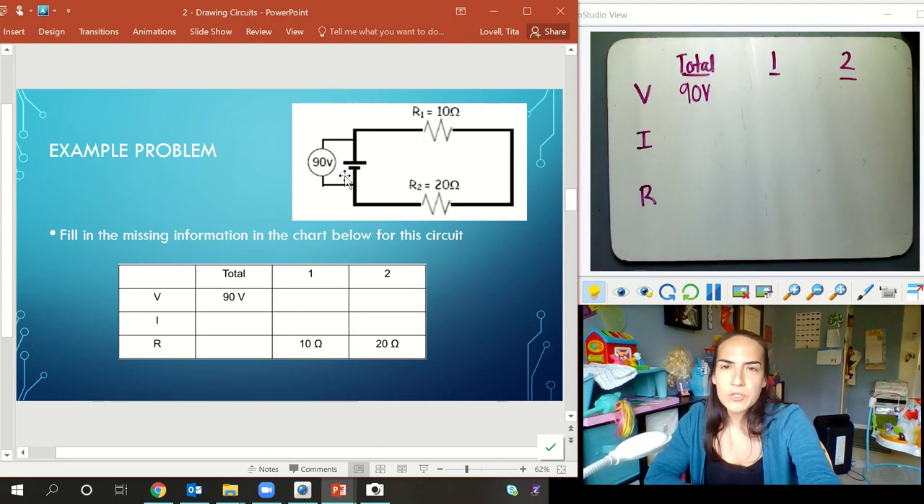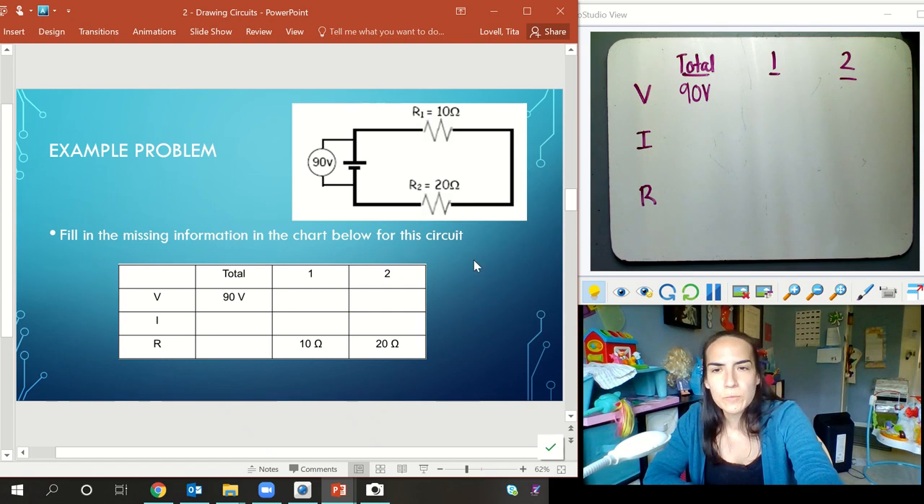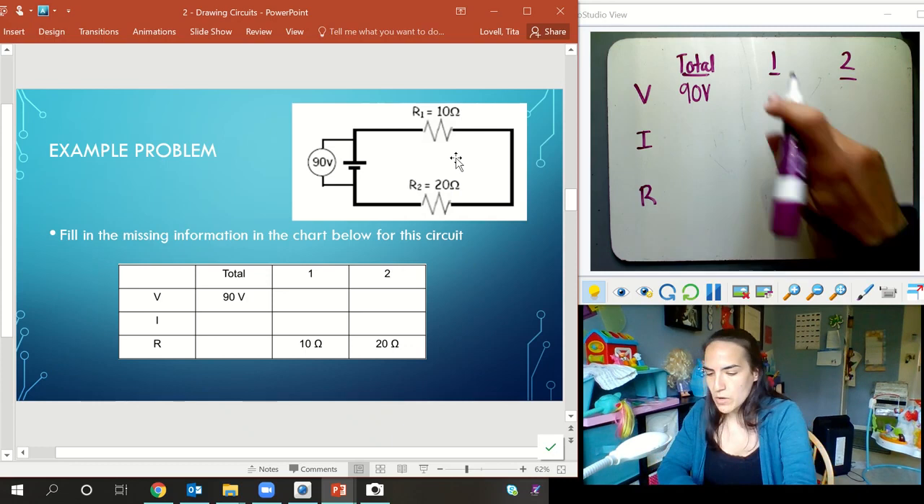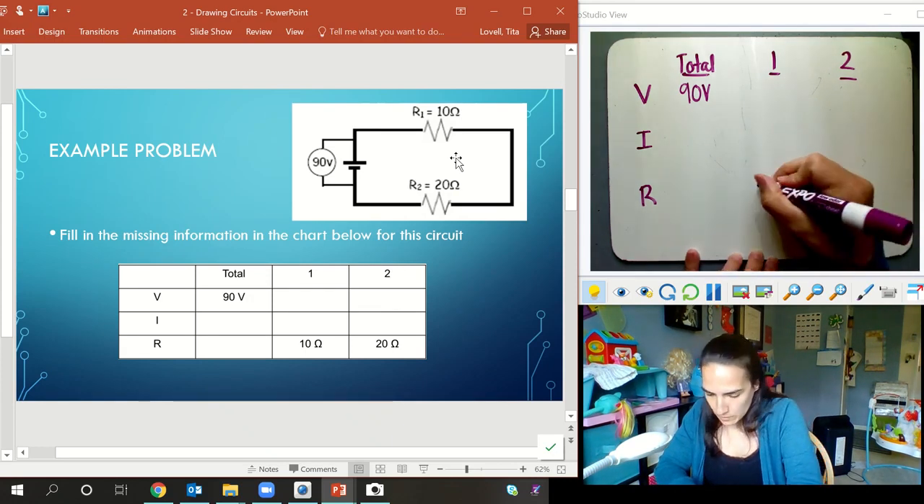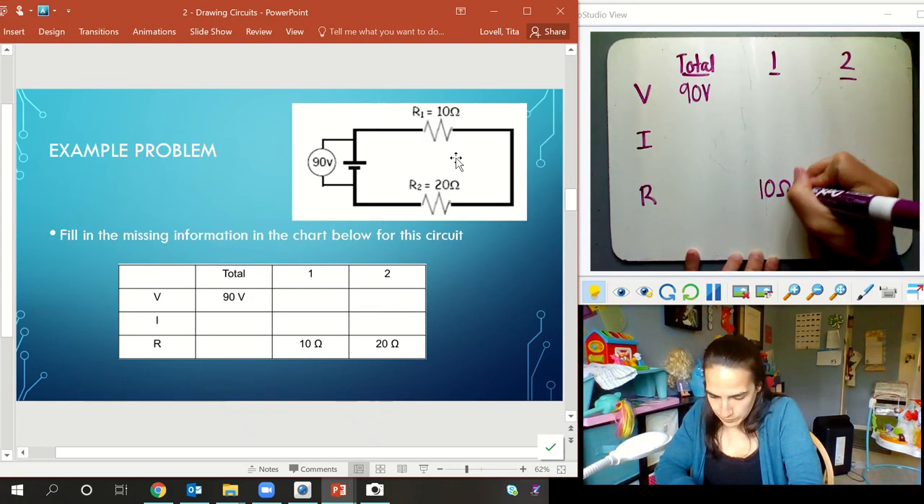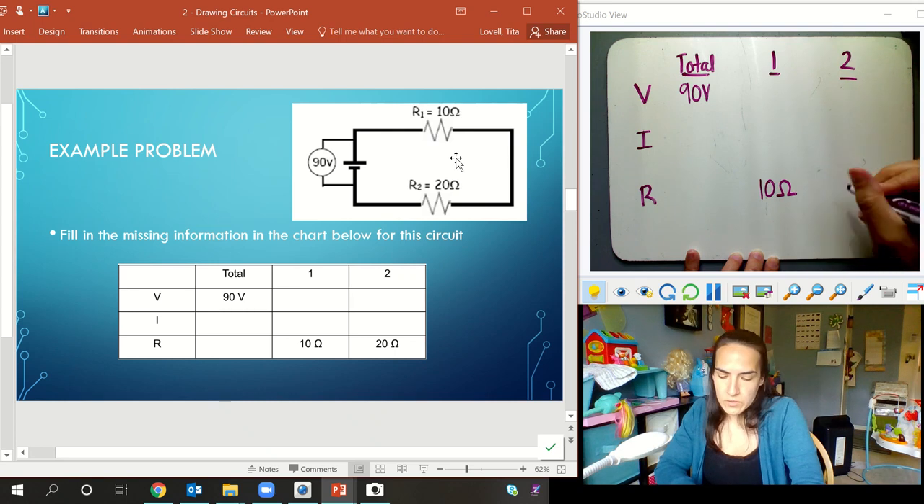In this picture, notice again, we're going clockwise in terms of numbering. So we've got the first resistor here, the second resistor on the bottom. If we had one there, that would be the second resistor, but in this case, we only have two. It's telling you the first resistor's value is 10 ohms. So underneath the one column in the resistor row, I'm going to list that as 10 ohms. And then it tells you that the second resistor's value is 20 ohms.